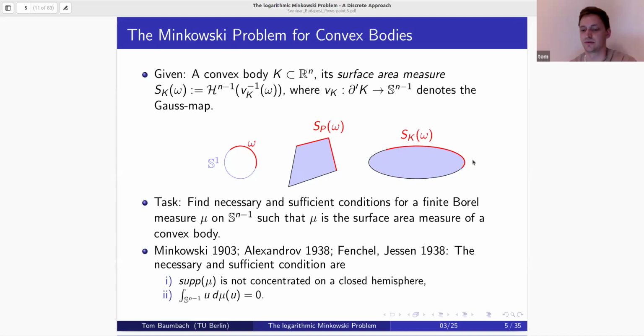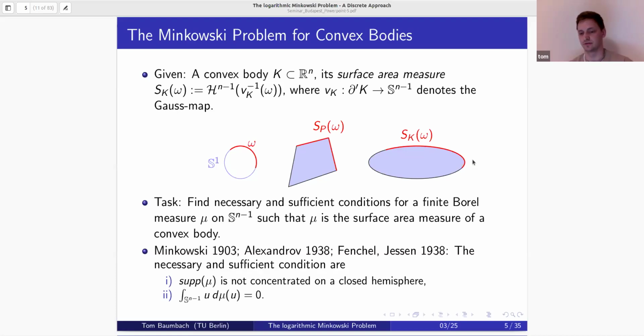So in this case, the support of mu is not concentrated on a closed hemisphere, which was the same as saying that the positive half of the outer unit normal vectors spans the whole space R^n. And the second condition, you recall that we had a summation, and now because we are in the continuous setting, we now have an integral, which also should be equal to 0. And these two problems are well understood because they are characterized.